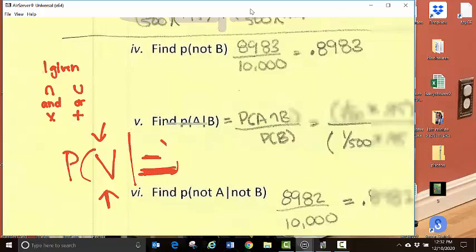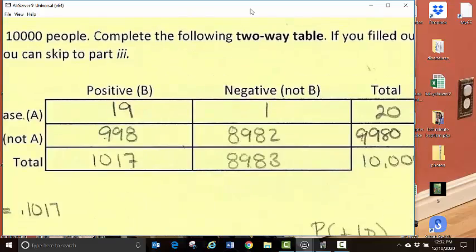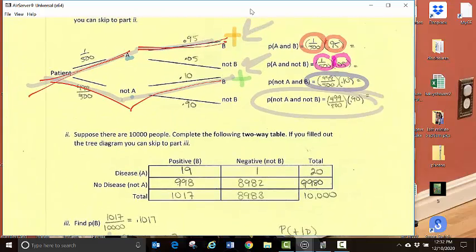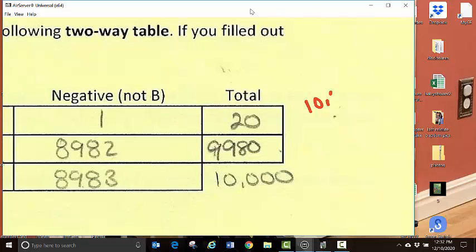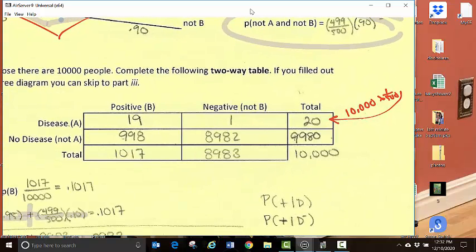Okay, so now let's make a table. For the table, we say something like, okay, make it out of 10,000. Just do 10,000 every time, you should be good. Otherwise you get decimals and it's just uglier. We know that 1 out of 500 have the disease, so I did 10,000 times 1 out of 500 to get that 20 people have the disease. If 20 people have the disease, then 9,980 do not.